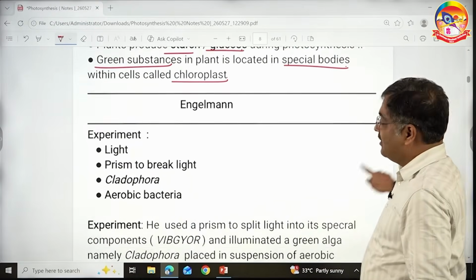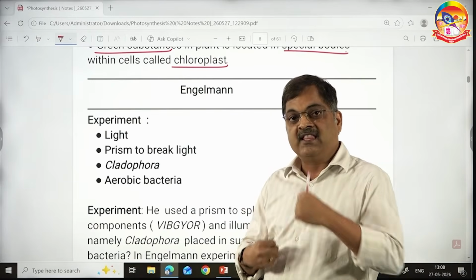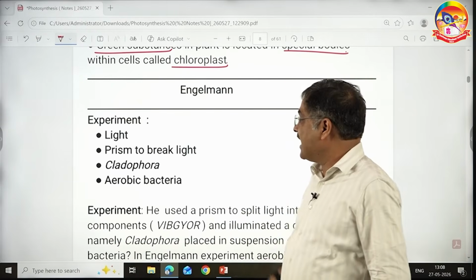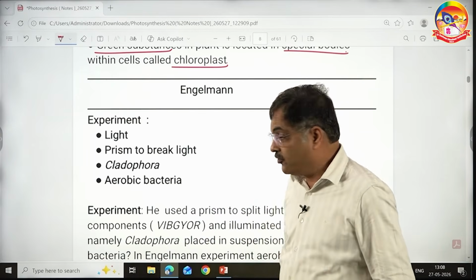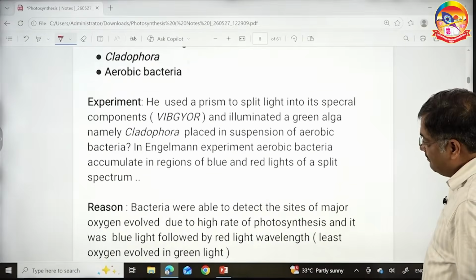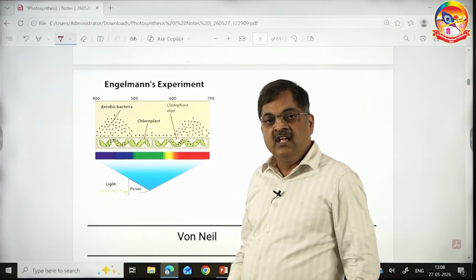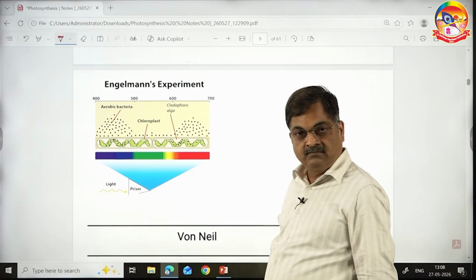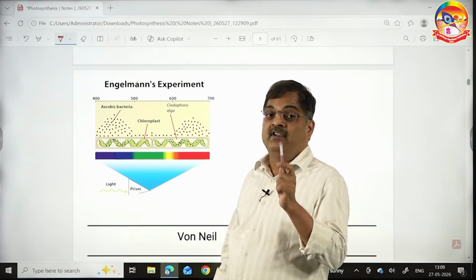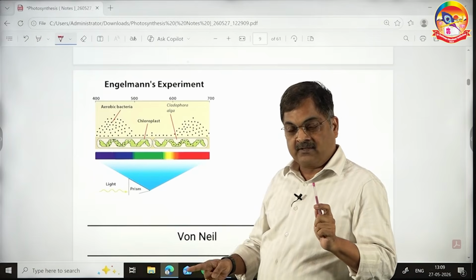Then we talk about Engelmann. Just like Spider-Man, He-Man, Engelmann is associated with action. Now, what did he do? He took a light, a prism to break the light, an alga called cladophora, and aerobic bacteria. Let me show you the diagram, what happened here. Based on that, we'll go through this. Look here. What did the prism do? It divided the light into 7 colors. He exposed cladophora to all these 7 colors. The wavelengths at which the rate of photosynthesis is higher are blue and red.